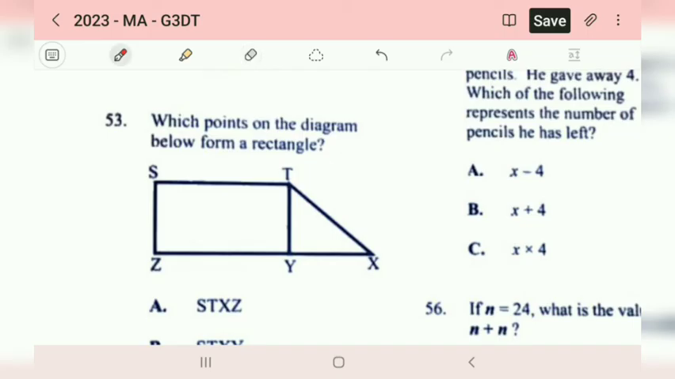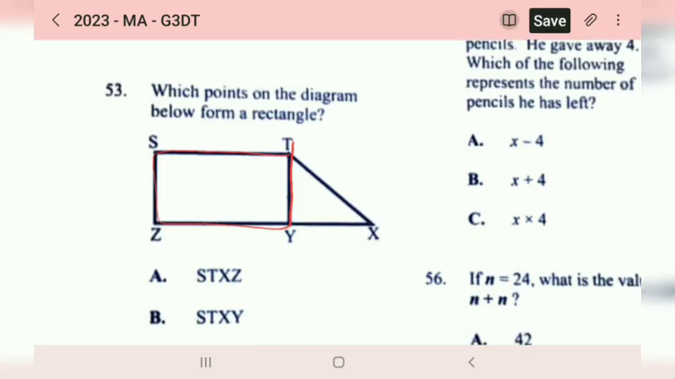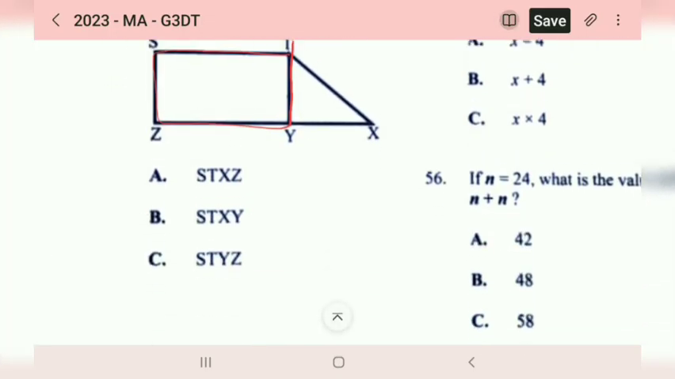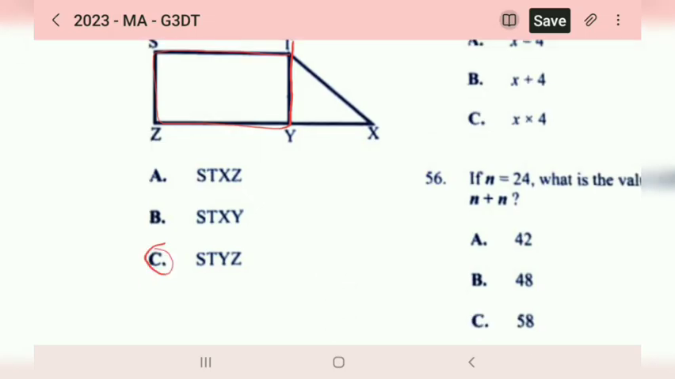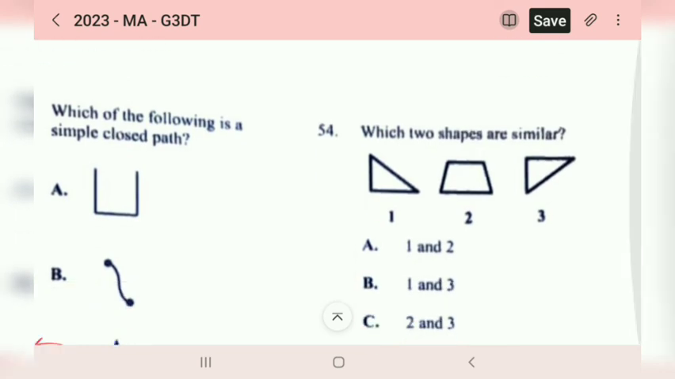So the triangle would be formed with these. Rectangle, I mean. So you're looking for S, T, Y, Z. Anyone who has those 4, S, T, Y, and Z, is at C. That's the rectangle. Moving on to 54.